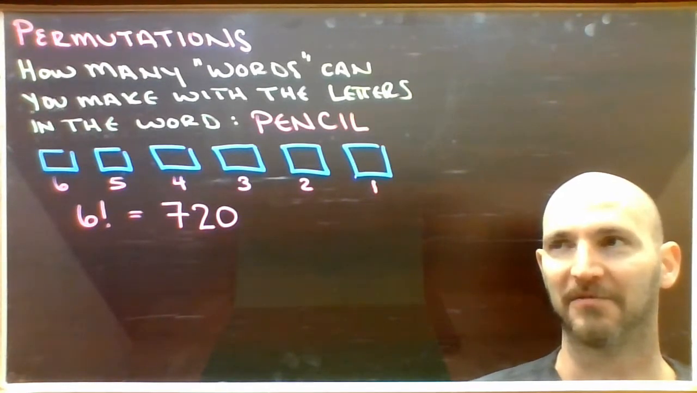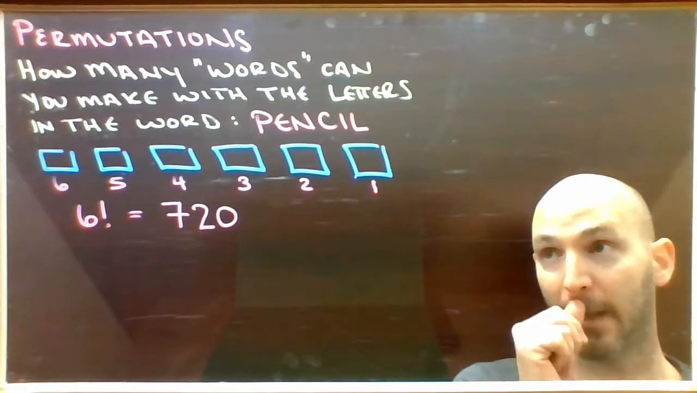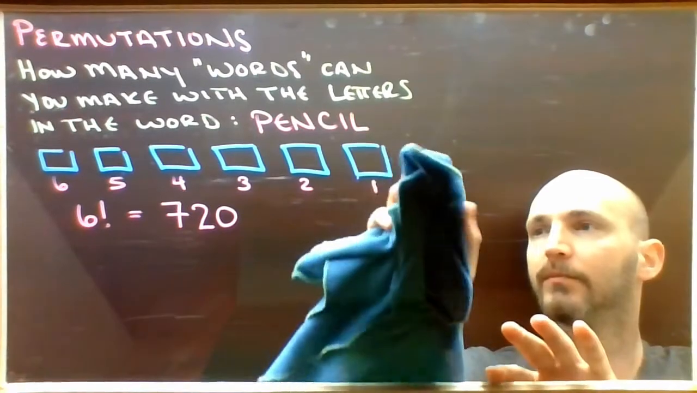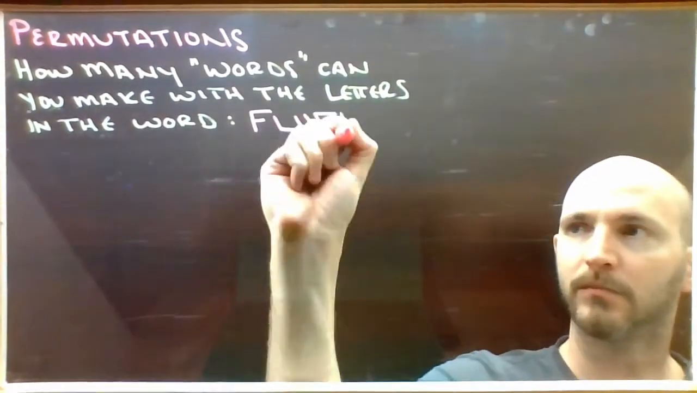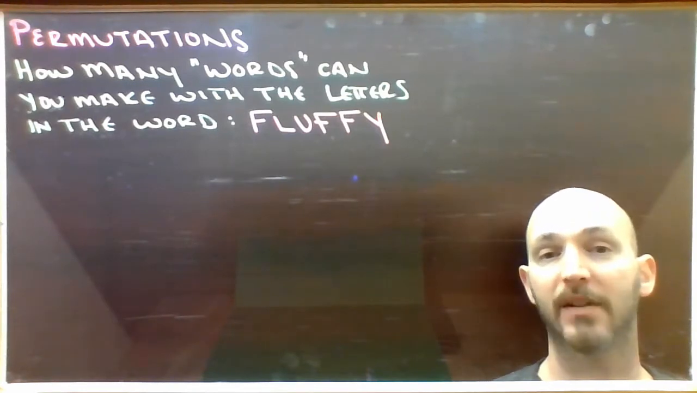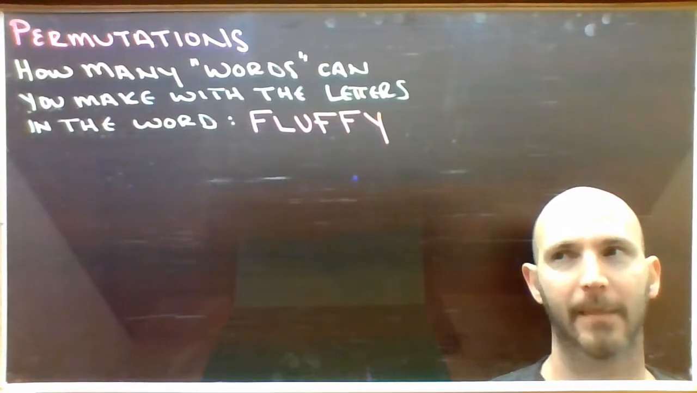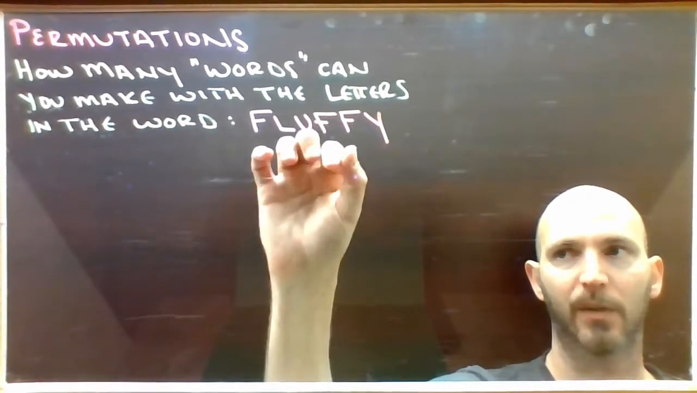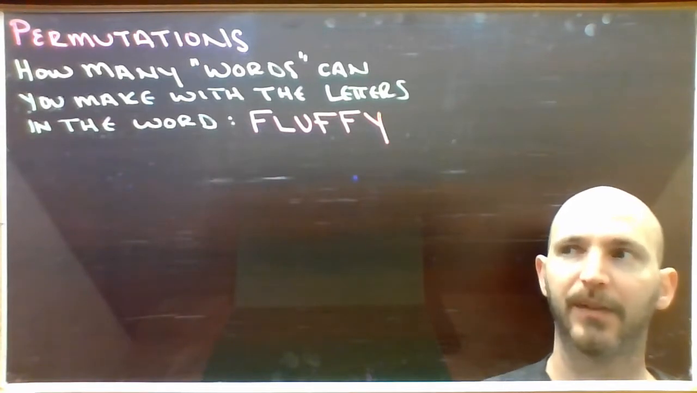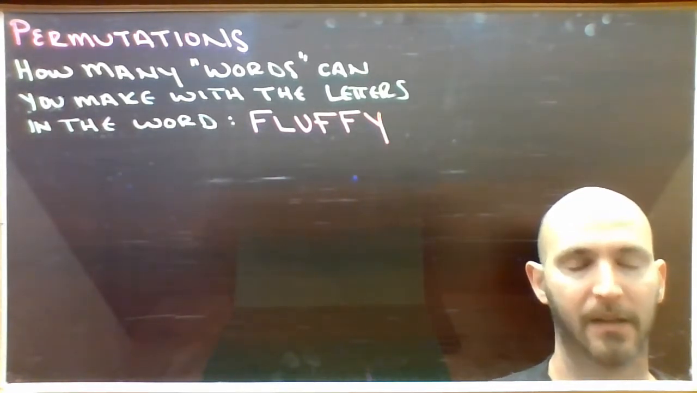Again, I've gotten off topic. But back to sorting words. I'm going to change this word just a little bit. If I try to do all the arrangements of this particular word, fluffy, this has 1, 2, 3, 4, 5, 6 letters in it, just like pencil. So you would think that there would be 720 different arrangements of that.